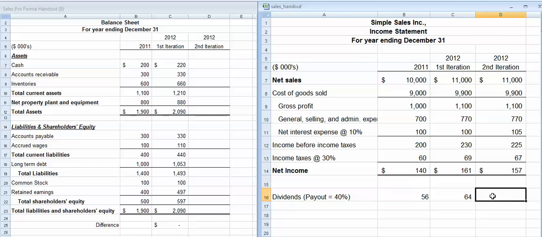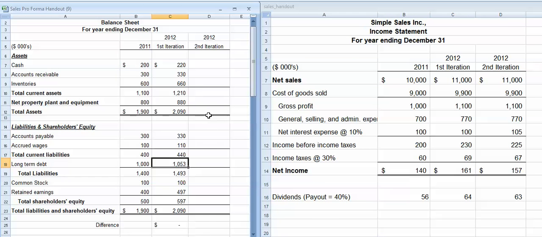Our dividends will be our 157 times our 40% payout. Our dividends will be $63. So let's go ahead again and take a look at our balance sheet. Now, total assets, again, we'll just skip ahead and just put 2090 here because we'll have no change in our cash, receivables, or inventory. Our accounts payable and wages payable will also be the same as last iteration. Our long-term debt, though, we said from last time it would be 1,053. So let's put in our 1,053.